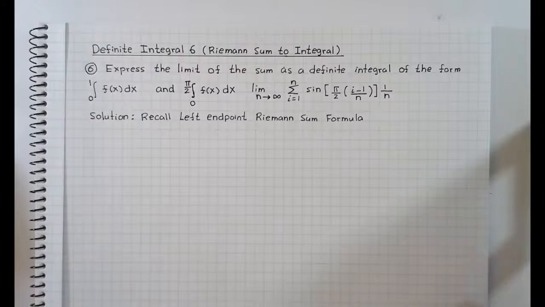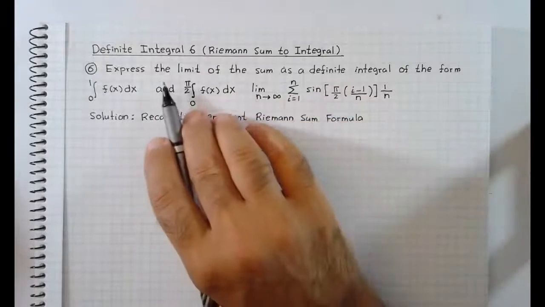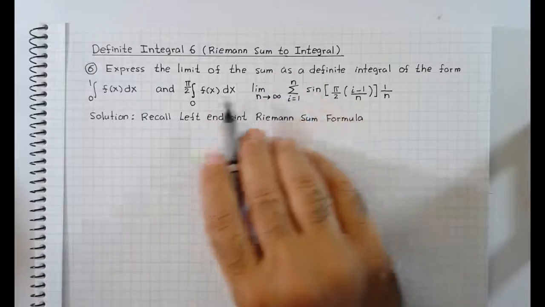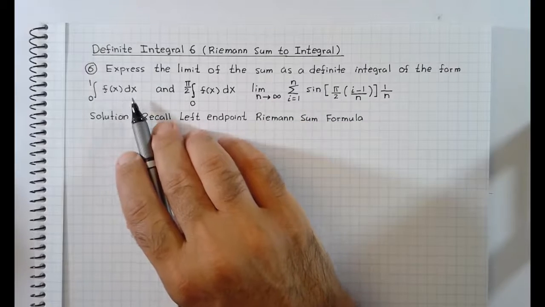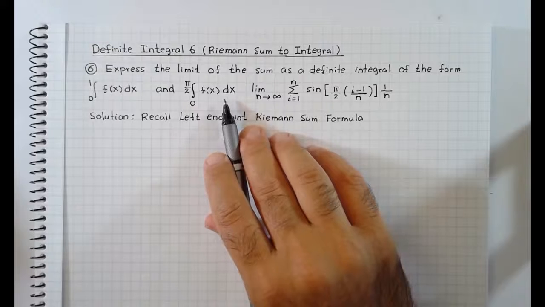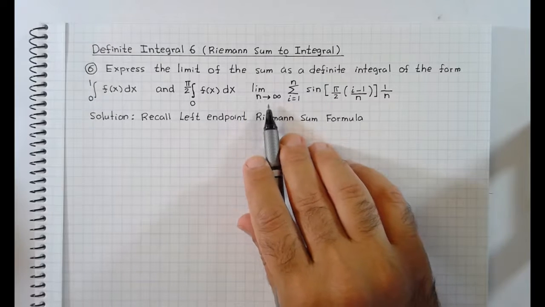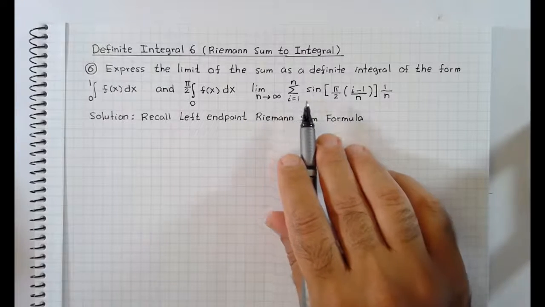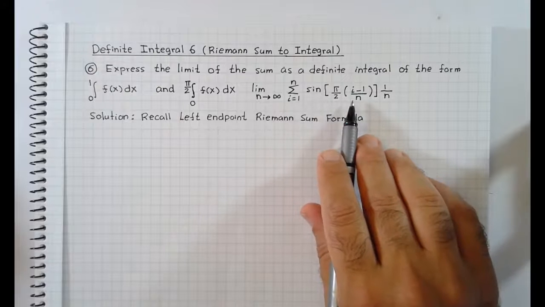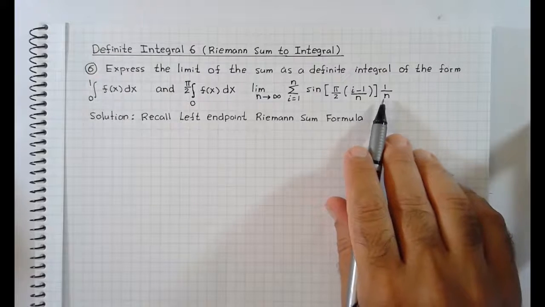Definite integral 6, Riemann sum to integral. Express the limit of the sum as a definite integral of the form 0 to 1 f of x dx and 0 to pi over 2 f of x dx. The limit as n goes to infinity, summation i goes from 1 to n, of sine of pi over 2 times (i minus 1) over n, times 1 over n.